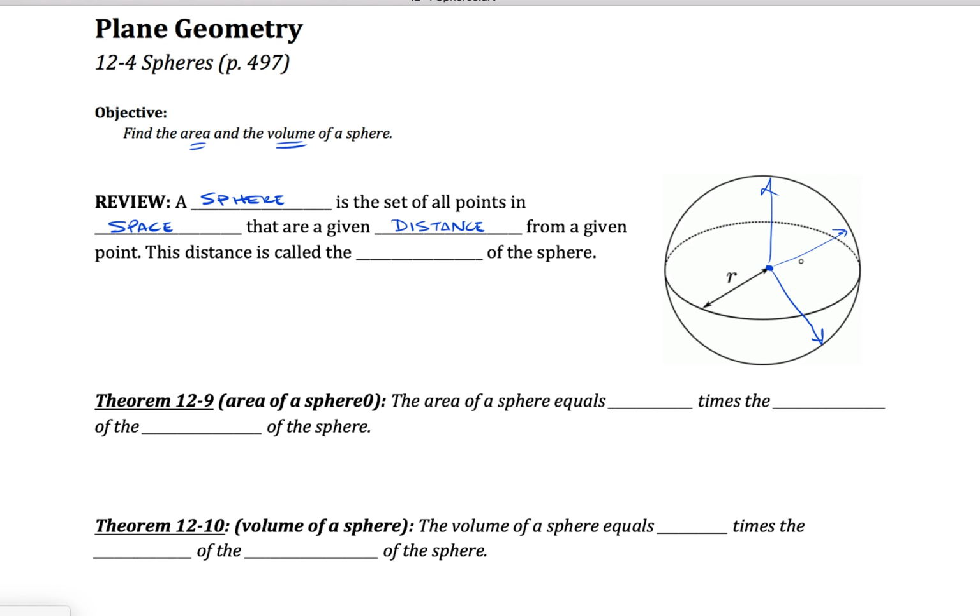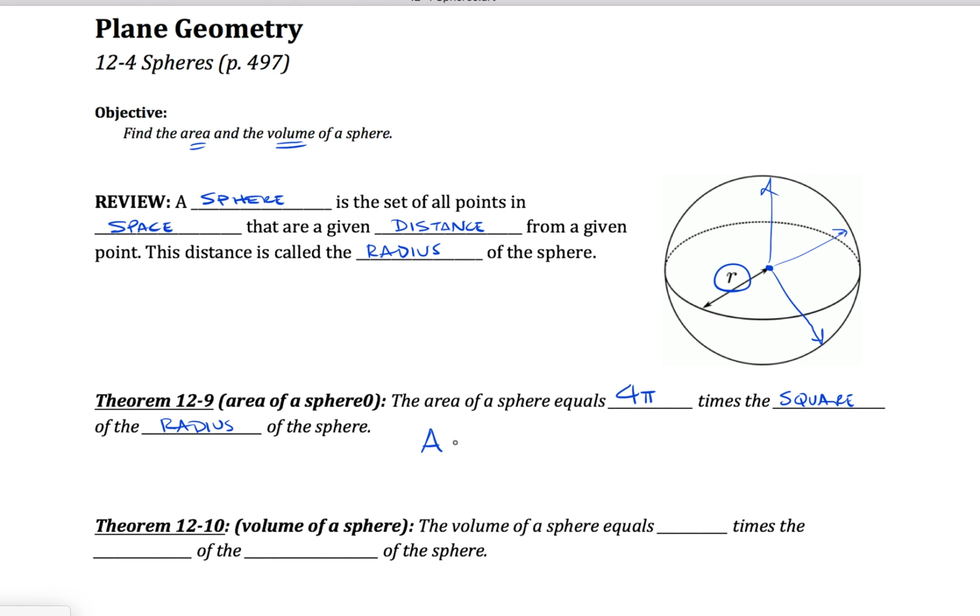The distance to each one of those points is, of course, the radius of the sphere. And the radius of a sphere is pretty much the only thing you need to know in order to do the area and the volume. Now the area of a sphere is going to equal 4 pi times the square of the radius of the sphere. So how does this look?